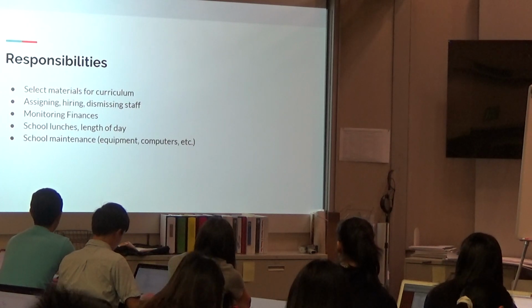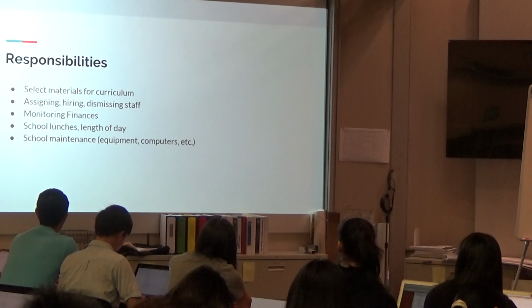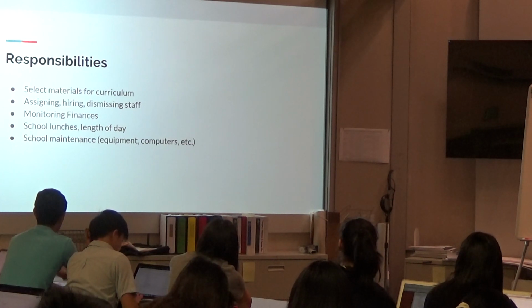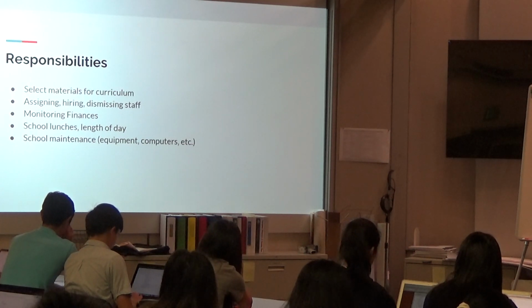Finances obviously are really important. School lunches, where you're getting to eat, how long each day is. And school maintenance is also really important. So the equipment, your facilities, all these things are decided and monitored by the board.